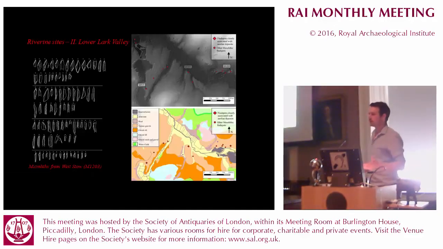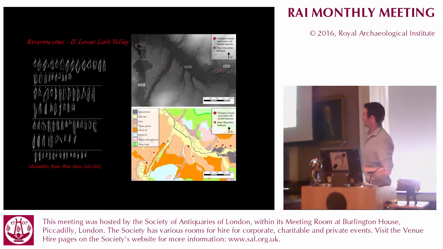And we could multiply examples of this. I haven't got a slide, but the Lower Ouse Valley, where Chris Evans has been excavating for so many years, provides a really good example. And here again in Suffolk, the Lower Lark Valley, we can see these sites strung out along the edge of the floodplain of the River Lark and on the tributaries, and very little material is being recovered away from these highly specific locations.